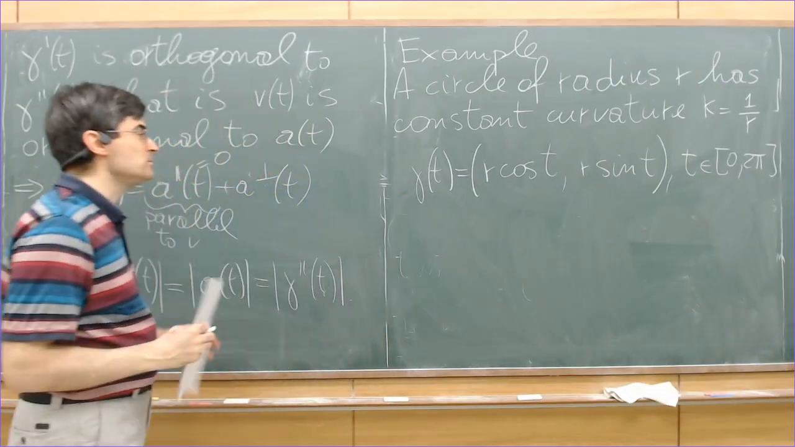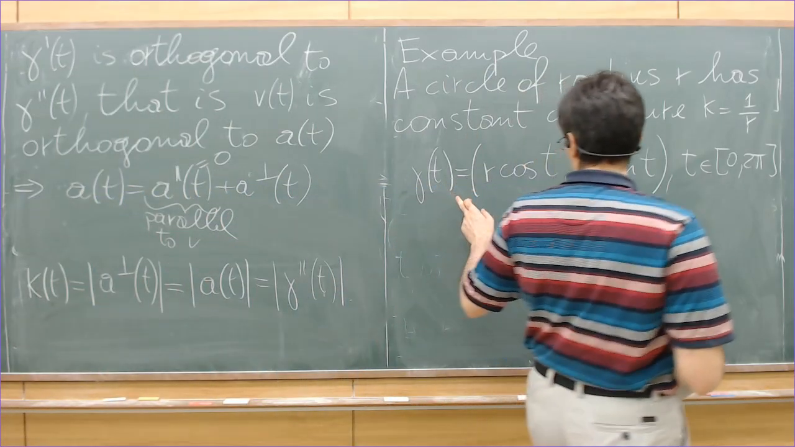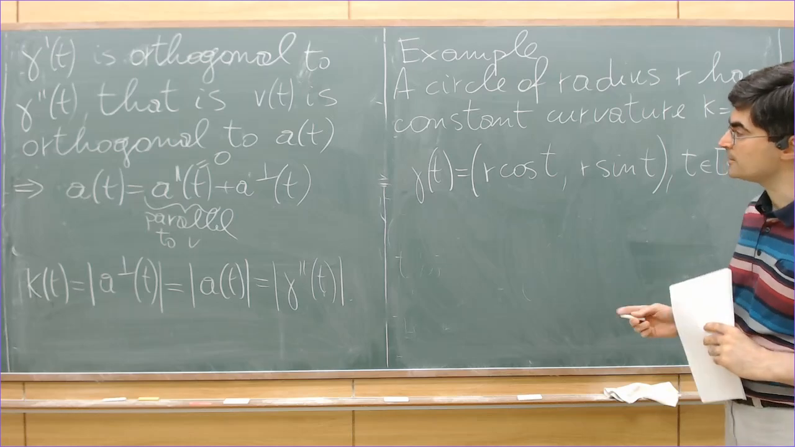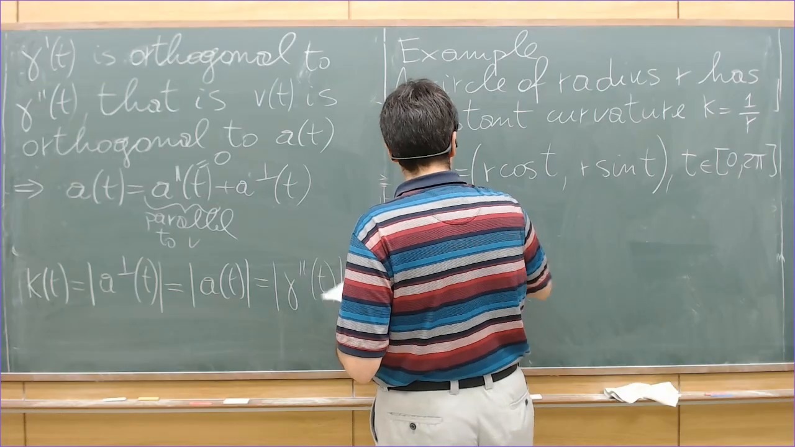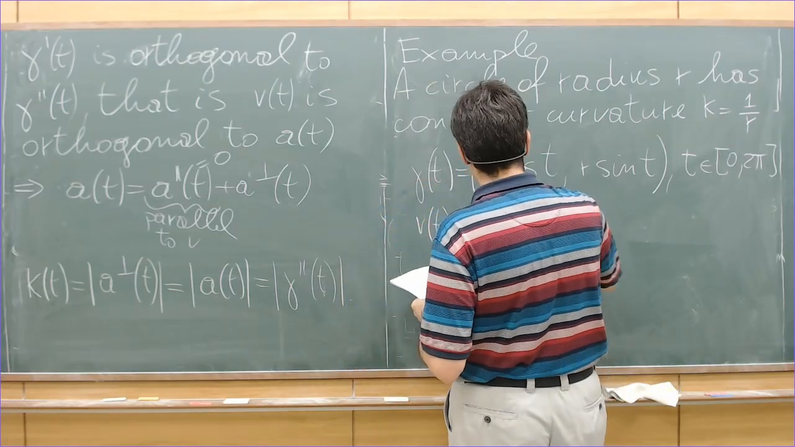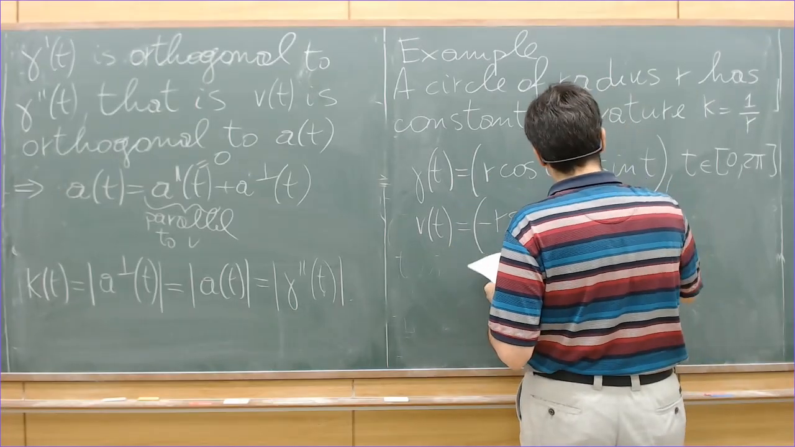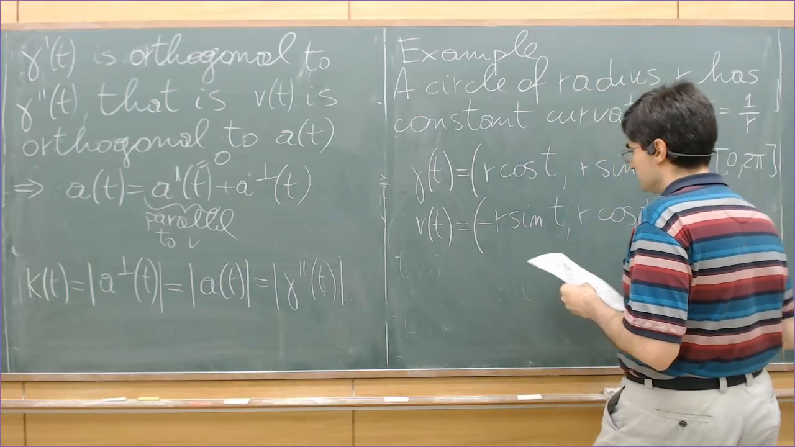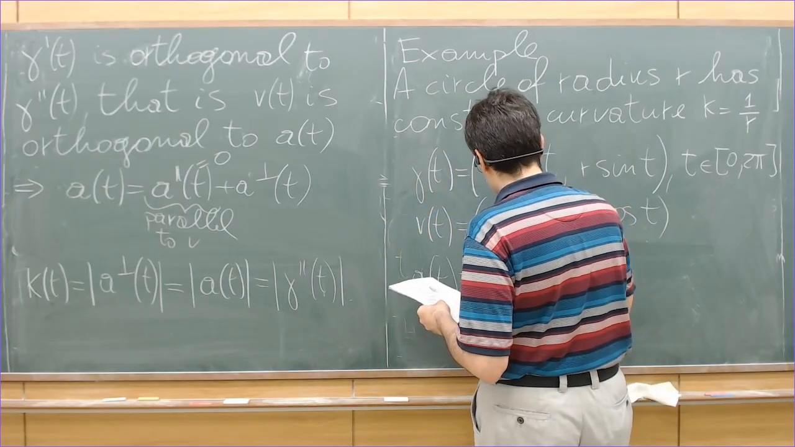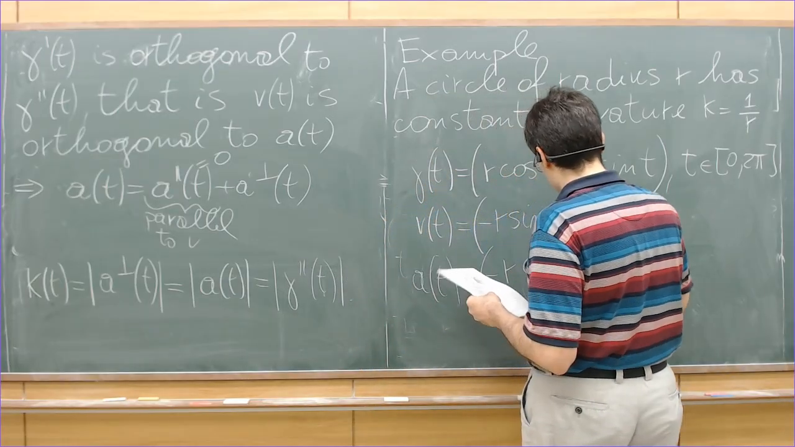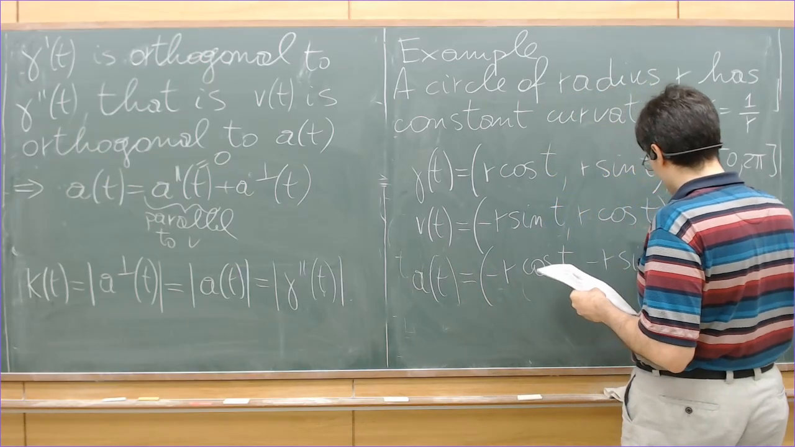In order to compute the curvature, we need to compute the velocity vector and the acceleration vector of this curve. So v of t is (minus r sine of t, r cosine of t), and the acceleration vector is given by (minus r cosine of t, minus r sine of t).